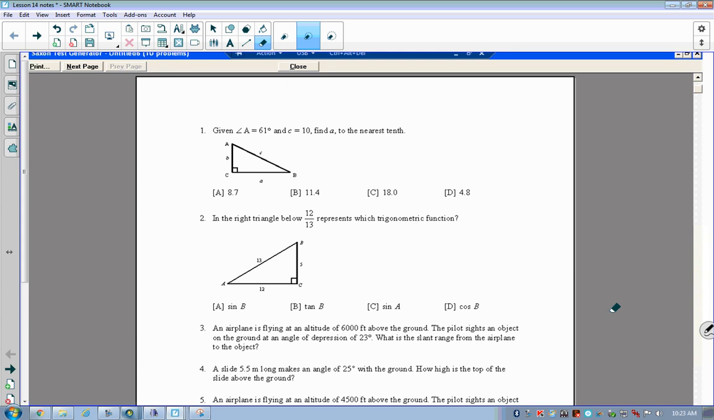Algebra 3. This is lesson 14. Lesson 14 starts in your book on page 108, and it includes a bunch of stuff. It includes sine, cosine, and tangent, angles of elevation and depression, rectangular and polar coordinates, and coordinate conversion. That is a lot of stuff to look at.